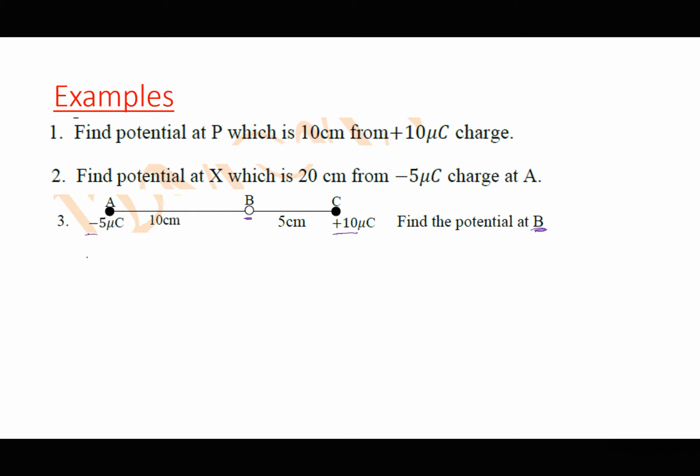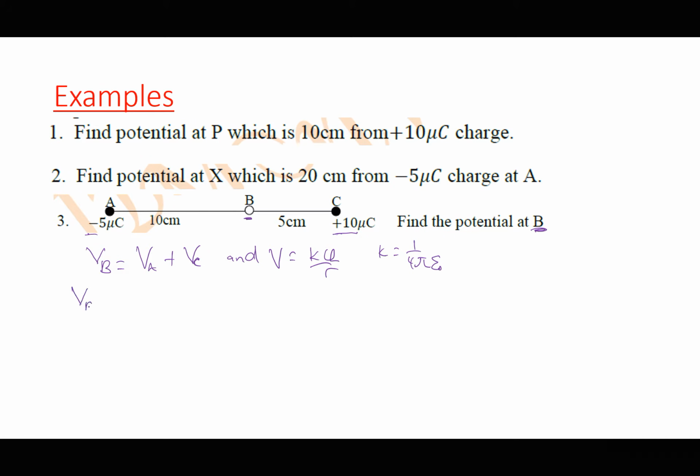Therefore, the total potential at point B will be the potential due to charge A plus the potential due to charge C. So I'm substituting. Remember, potential is equal to KQ over R, where K is 8.99 times 10 power 9, or 1 over 4 pi epsilon naught. K is 1 over 4 pi epsilon naught.